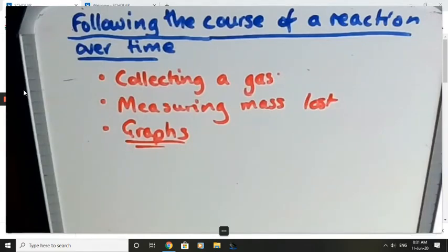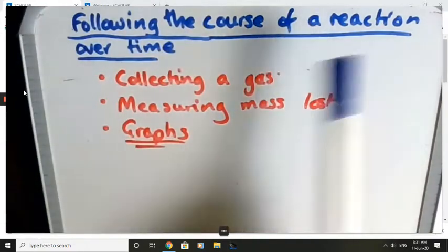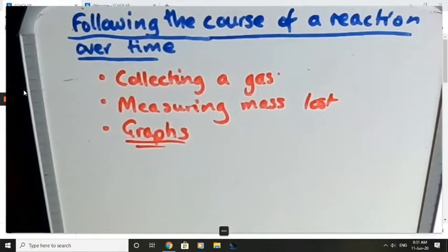Right, welcome to lesson 3 of the reaction rates topic. The title for this lesson is Following the Course of a Reaction Over Time, so you can write down that title here in blue. You don't need to write down what's written in red. So the lesson's about following the course of a reaction over time.